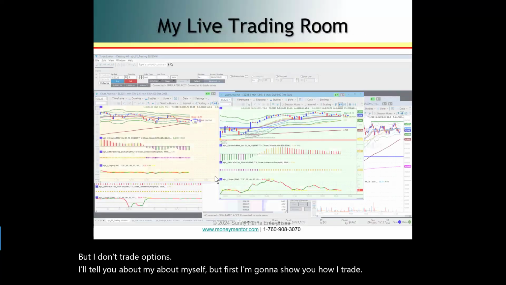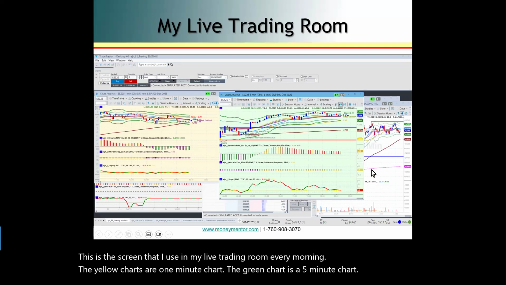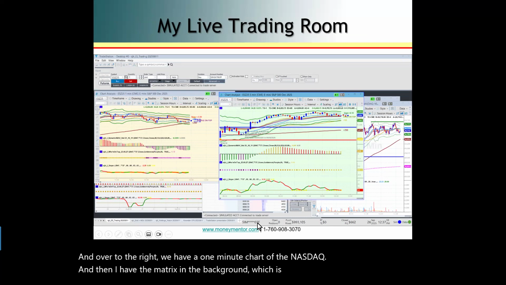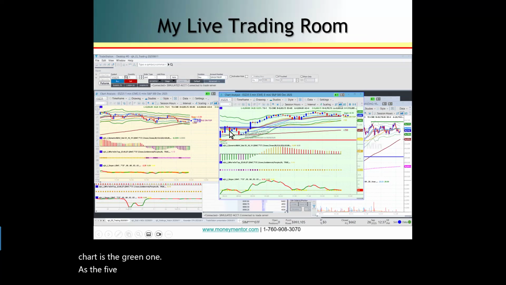This is the screen that I use in my live trading room every morning. The yellow chart's a 1-minute chart. The green chart is a 5-minute chart. And over to the right, we have a 1-minute chart of the NASDAQ. And then I have the matrix in the background, which is how I place my trades. But the key chart is the green one. That's the 5-minute chart. And this one is of the E-mini. So I trade the E-mini on a 5-minute chart every day.